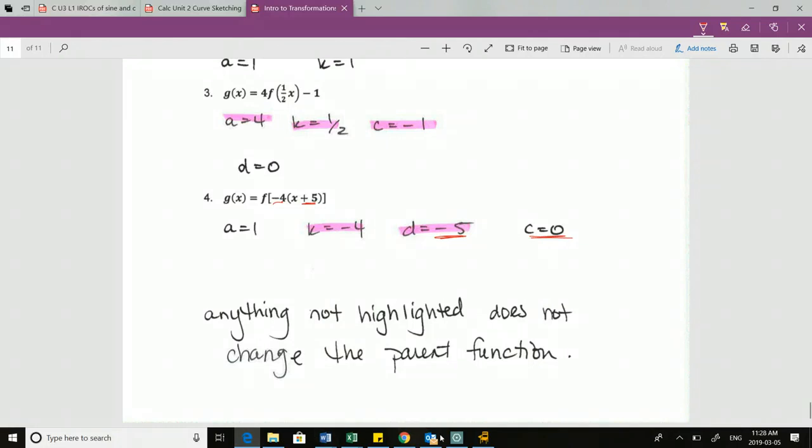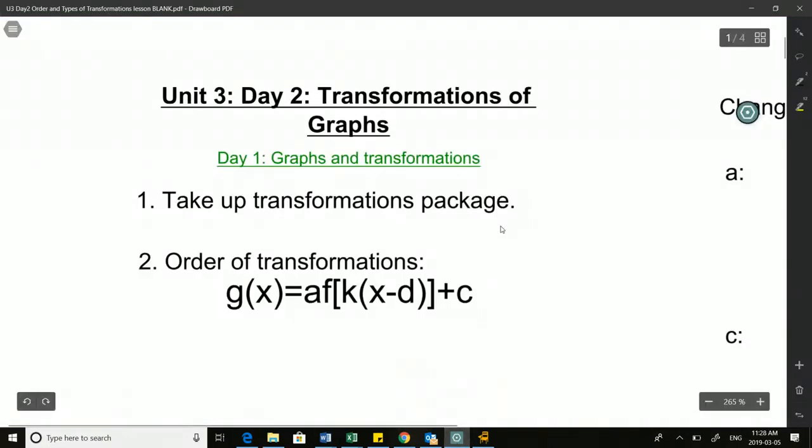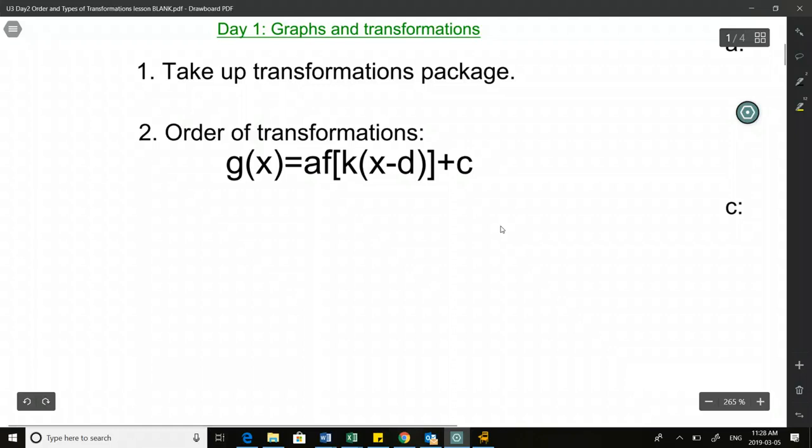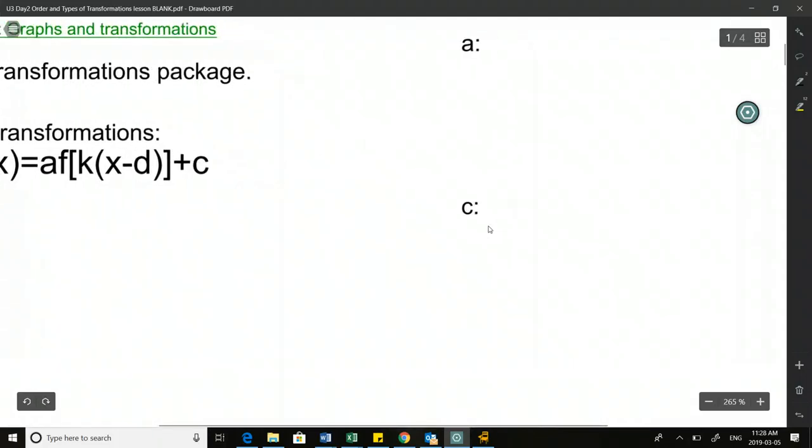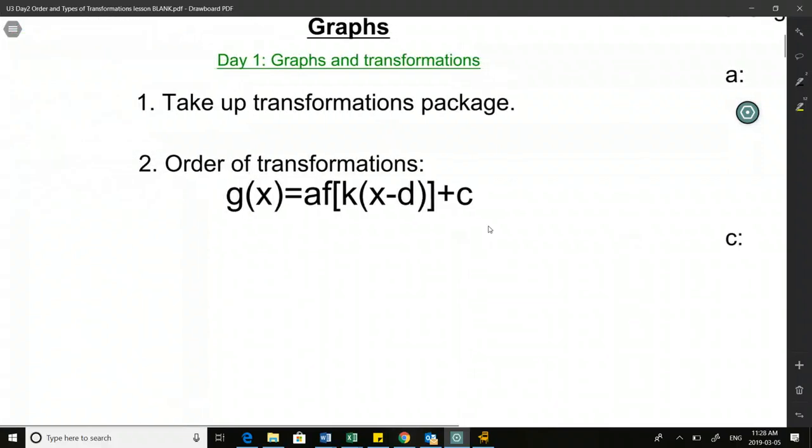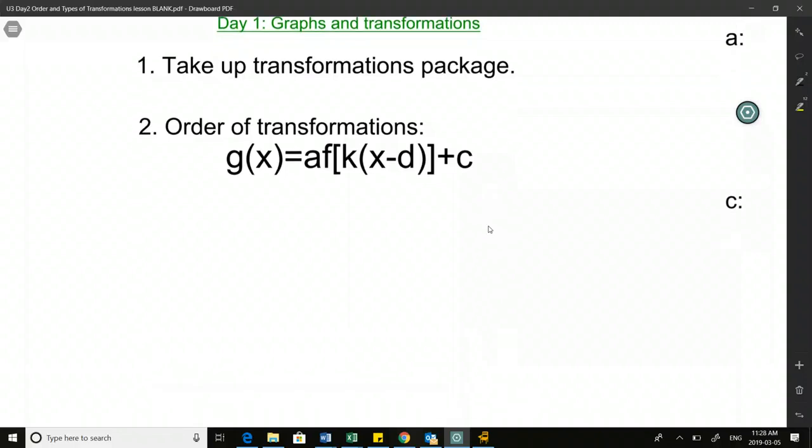So we're going to do a summary in today's lesson of the order of transformations, and we're just going to make sure that we have them all down as far as A, C, D, and K. And then we're going to actually perform some transformations. Okay, so there is a specific order that transformations need to happen in. This order is important because if we do them out of order, we'll actually get the wrong final graph.